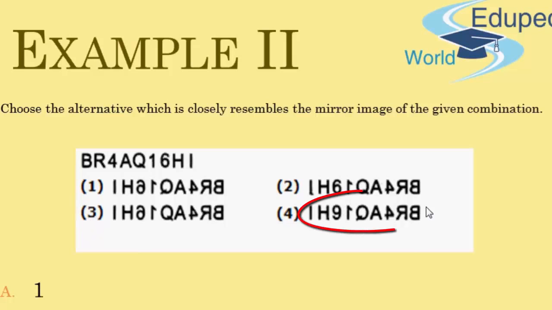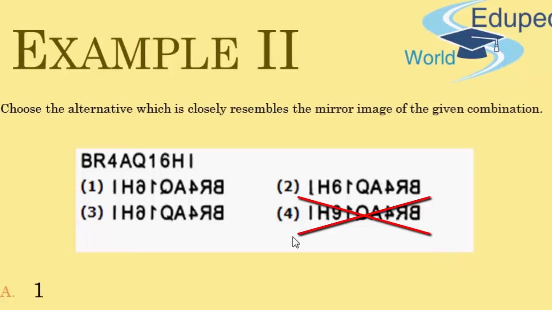And in option 4, I have B, R, 4, A, Q, 1, 6. Now this 6 looks like a 9. So it has been flipped upside down, which will not happen in a mirror image. Okay, in a mirror image, the numbers will stay upright. So I can eliminate option 4. So after checking for 2 conditions, I have been able to eliminate option 4.